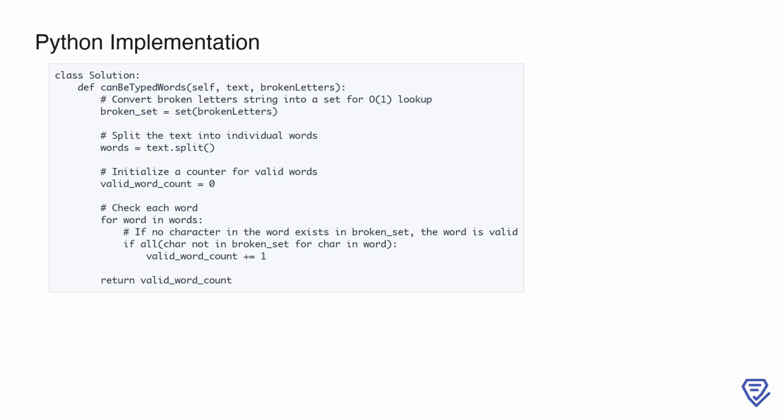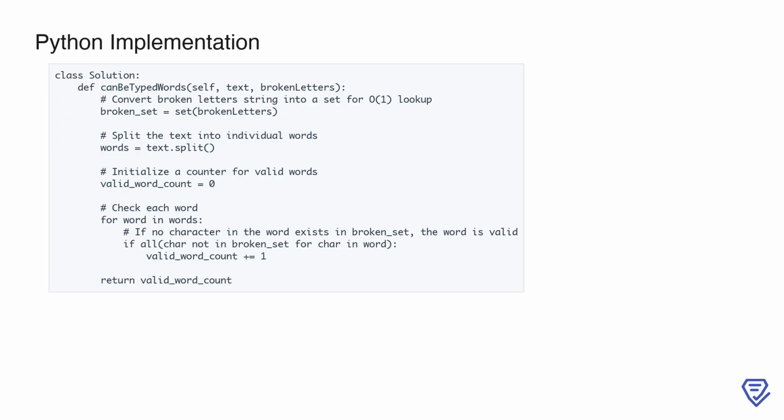3. Split text into words. The input text is split into a list of words using the split method. Each word will be processed individually to determine if it can be typed. 4. Initialize valid word counter. The valid_word_count variable is initialized to 0. This variable keeps track of the number of words that do not contain any broken letters.